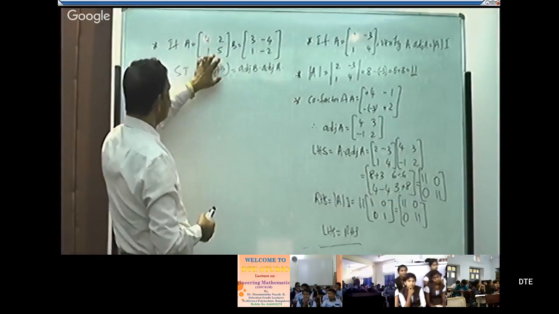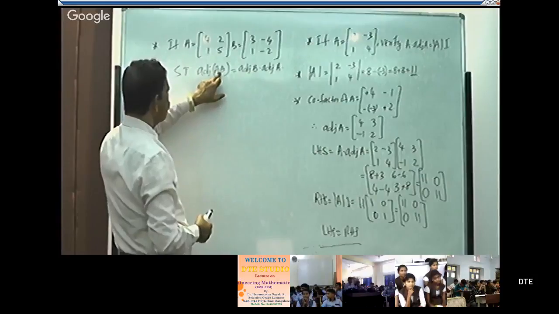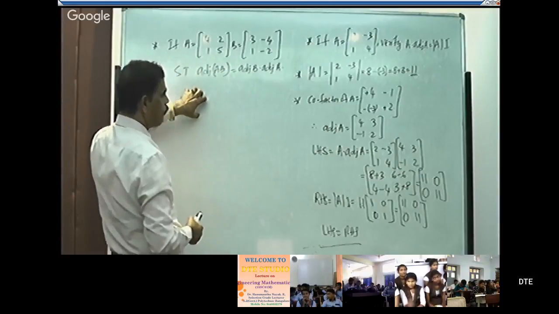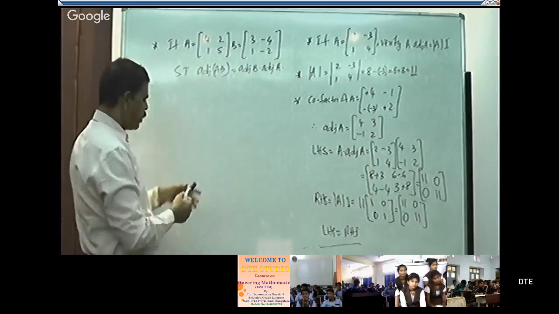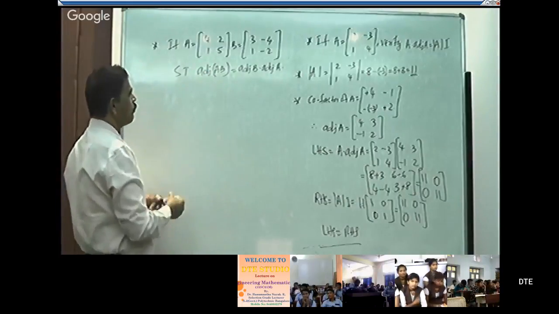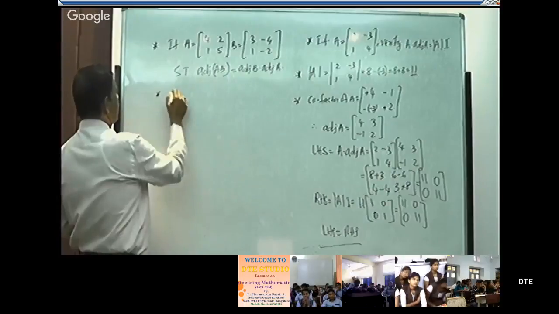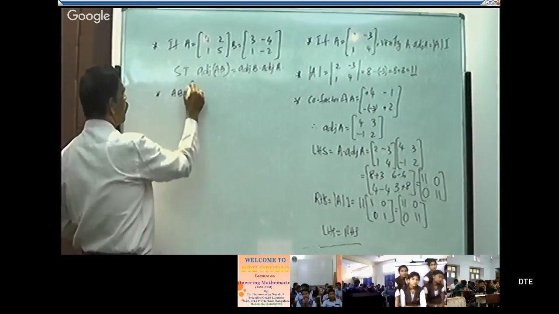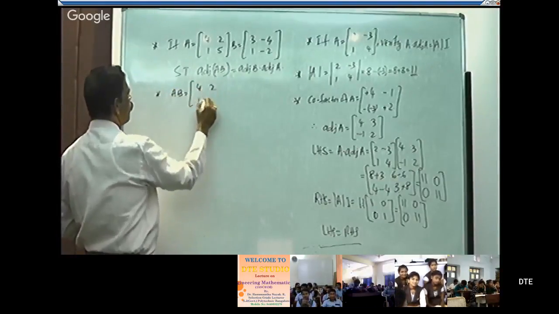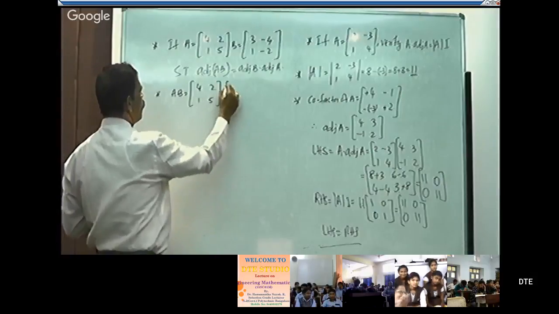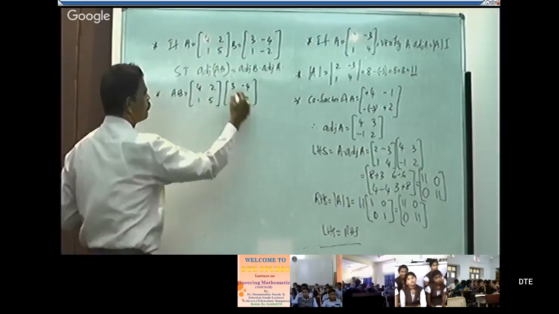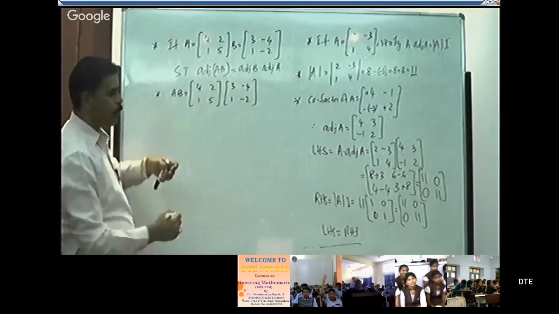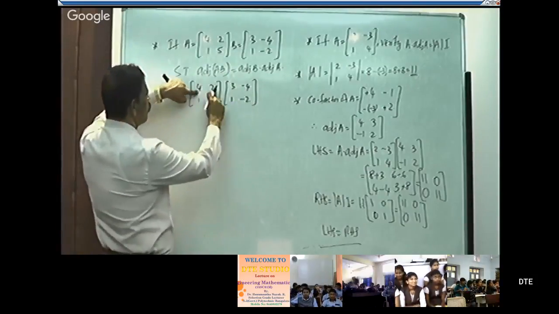The previous one, how did we find adjoint of AB? First we found AB, then we wrote cofactors, then we wrote adjoint. In the same way, you get adjoint of AB. First multiply AB. A is [4, 2; 1, 5]. B is [3, -4; 1, -2]. Take their product. Product is rows into column.